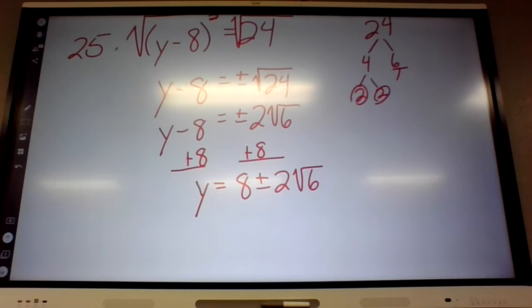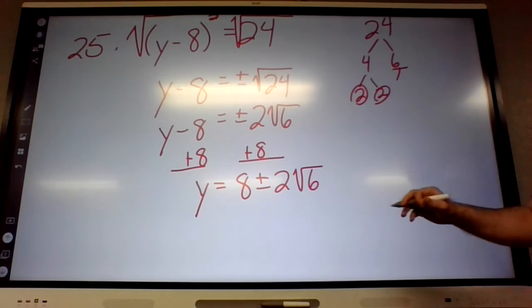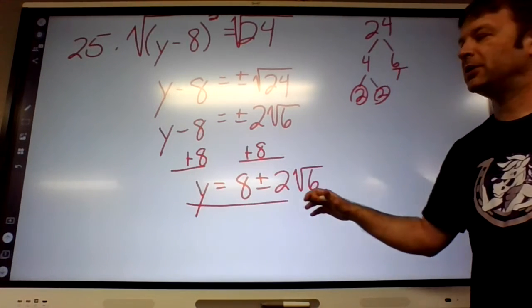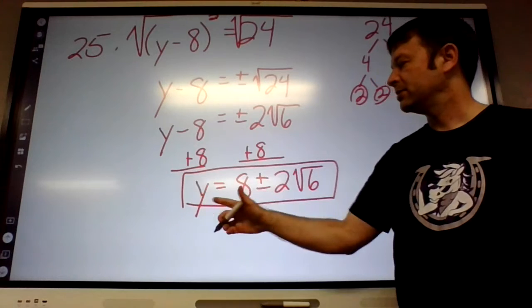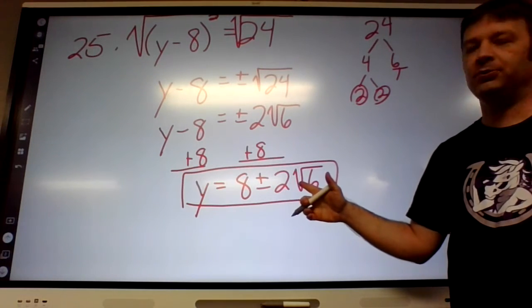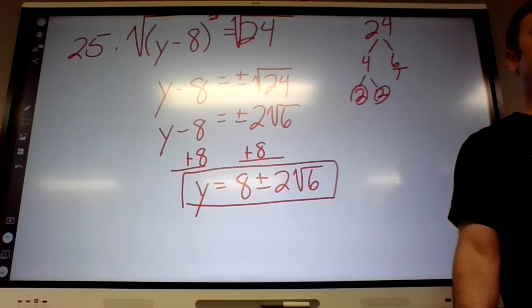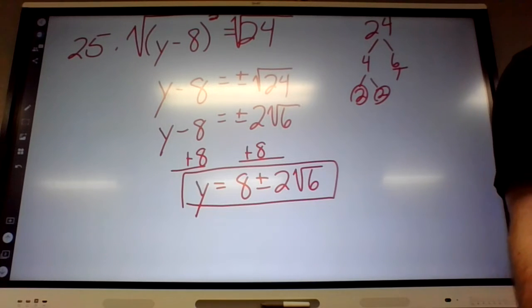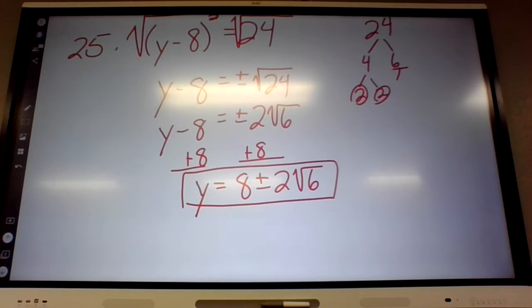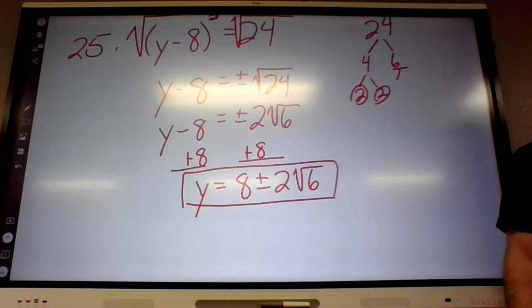How many answers do we have here? Two answers. 8 plus 2 square root of 6, that's one answer. 8 minus 2 square root of 6, that's the second answer. All these questions that we've done have had 2 answers.